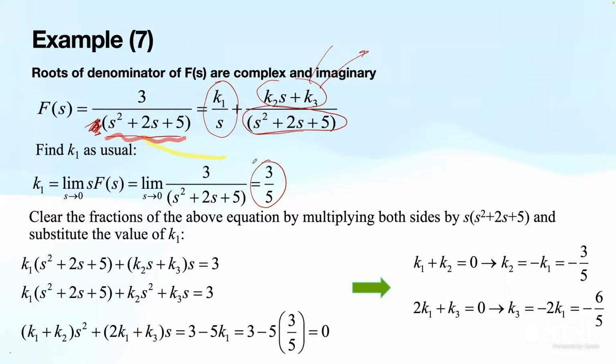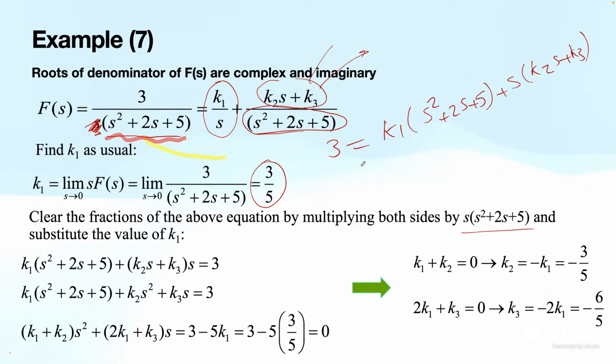What about K2S plus K3? To find this one, we need to simplify it and solve it. So we will multiply both sides by the denominator here, which is S multiplied by S squared plus 2S plus 5, to simplify it. When we do this, on that side it will be 3 equals K1 multiplied by S squared plus 2S plus 5, plus S multiplied by K2S plus K3. So we have this equation.